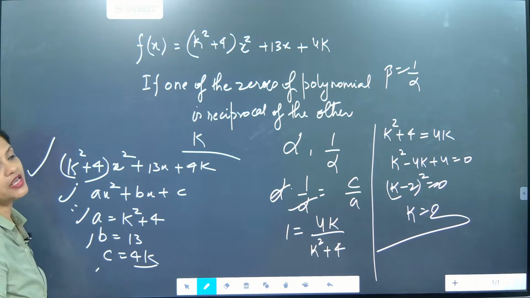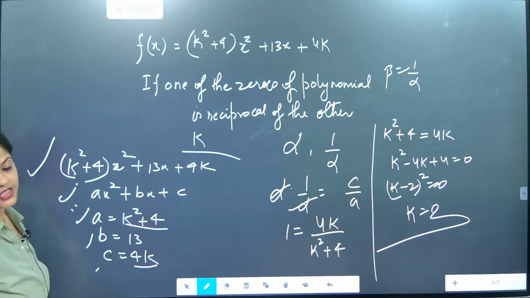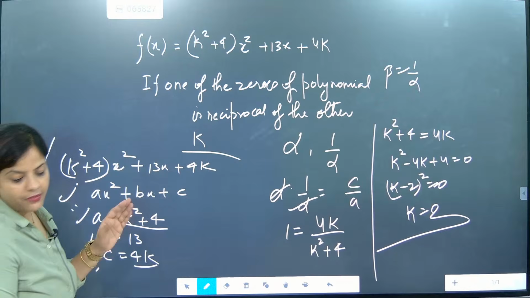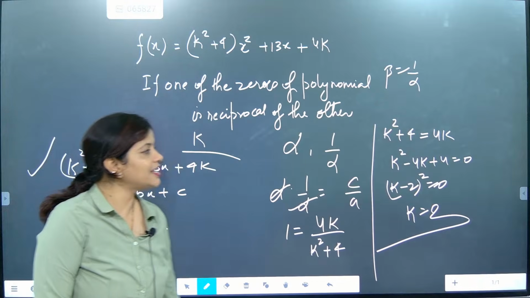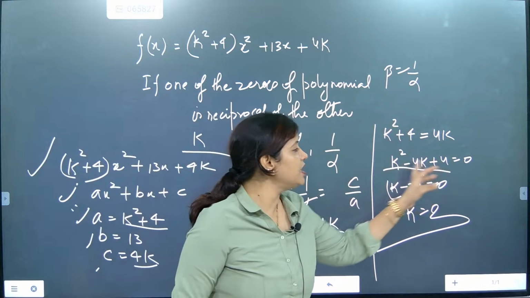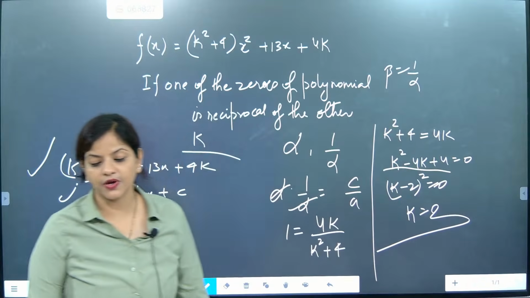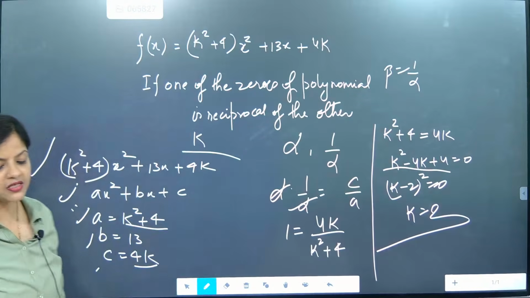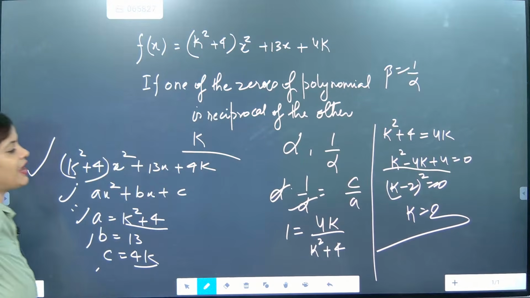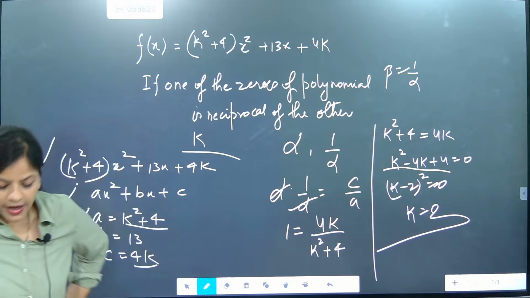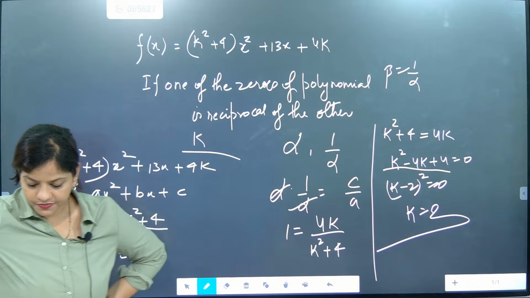What is the value of c? 4k. What is the value of a? k square plus 4. And with that, we can solve in no time. Because it is coming as a complete square: a square minus 2ab plus b square, and directly we are getting the value k is equal to 2. I hope you have understood this one.